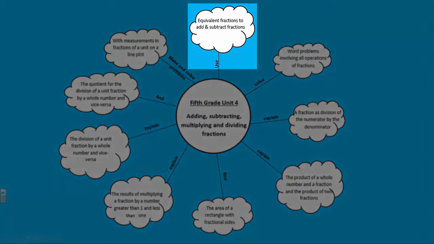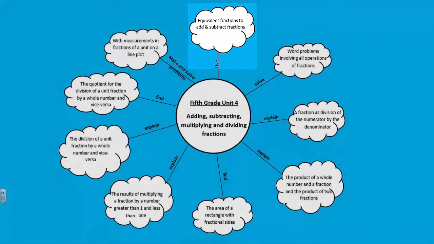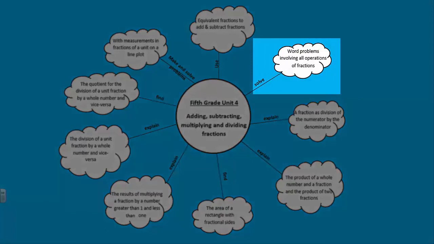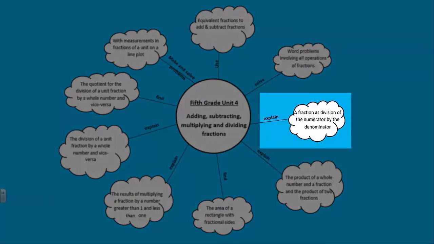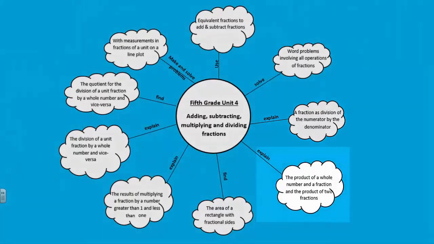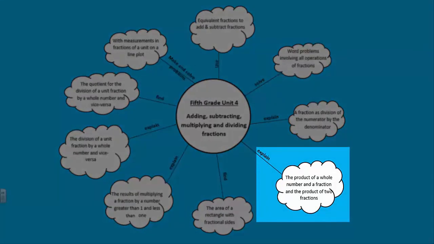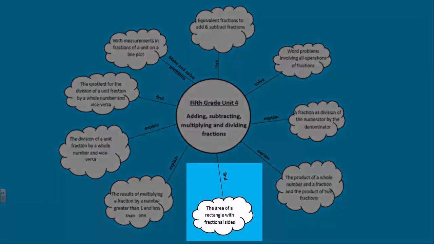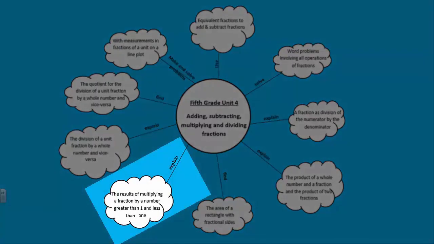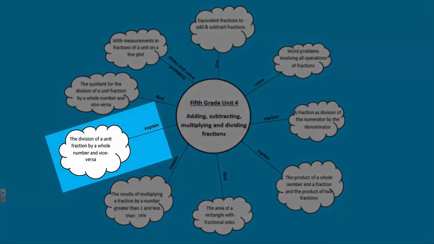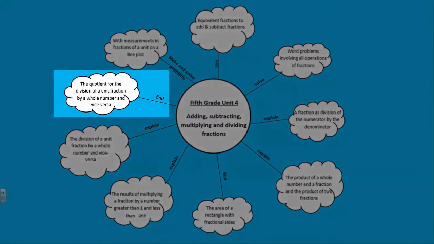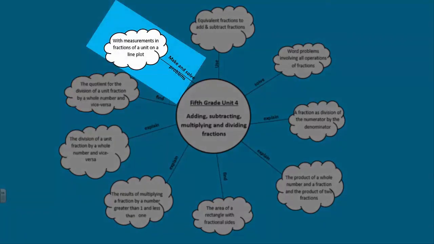In this video, we have used equivalent fractions to add and subtract fractions, solved word problems involving all operations of fractions, explained a fraction as division of the numerator by the denominator, explained the product of a whole number and a fraction and the product of 2 fractions, found the area of a rectangle with fractional sides, explained the results of multiplying a fraction by a number greater than 1 and less than 1, explained the division of a unit fraction by a whole number and vice versa, found the quotient for the division of a unit fraction by a whole number and vice versa, and solved word problems with measurements in fractions of a unit on a line plot.